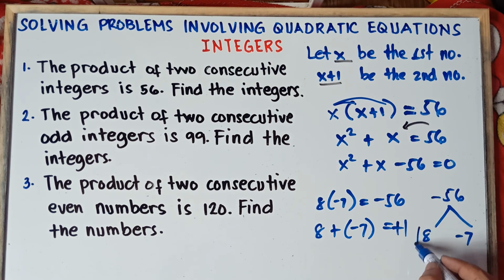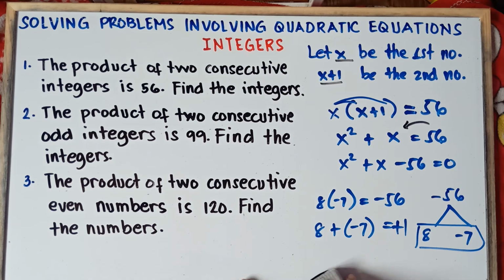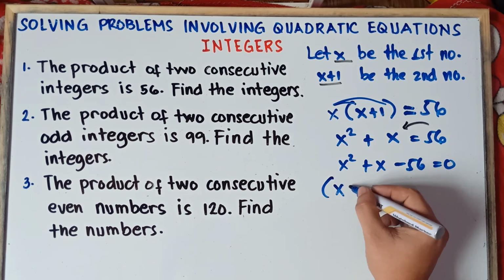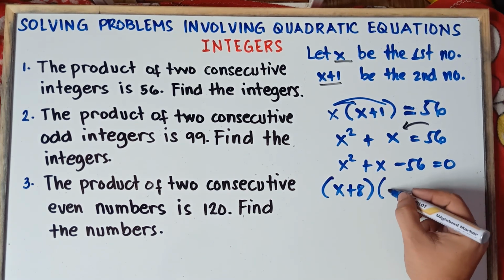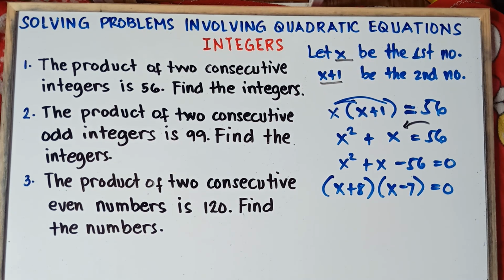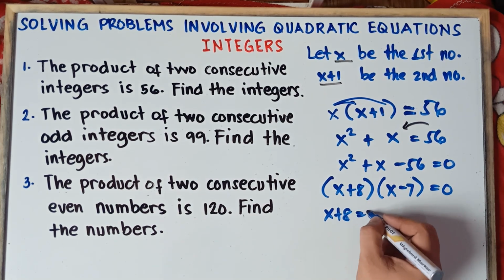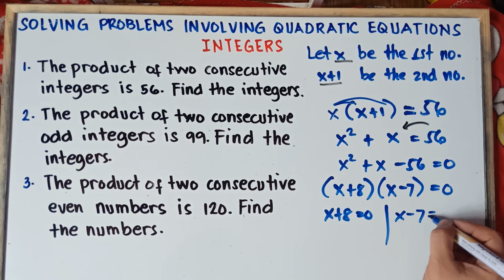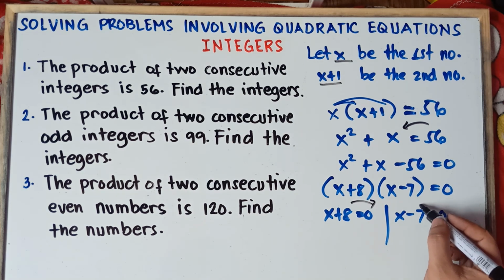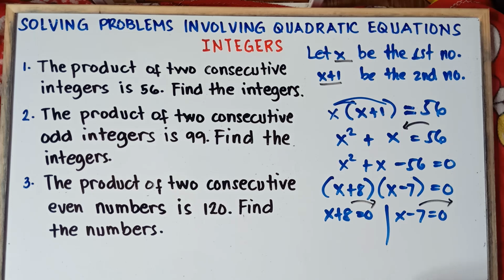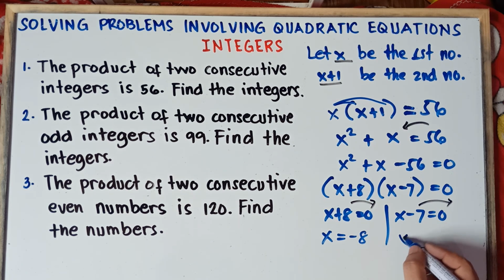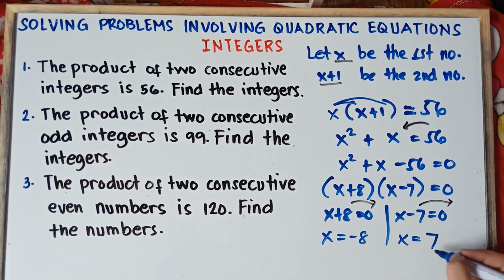So, therefore, our factors are positive 8 and negative 7. So, x plus 8, and then the other one, x minus 7, equals 0. And then equate each one to 0. So, x plus 8 equals 0. The other one, x minus 7, equals 0. So, transpose 8 from left to right, as well as negative 7. So our x equals, this is positive 8, it will be negative 8. And x equals, this is negative 7, it will be positive 7.